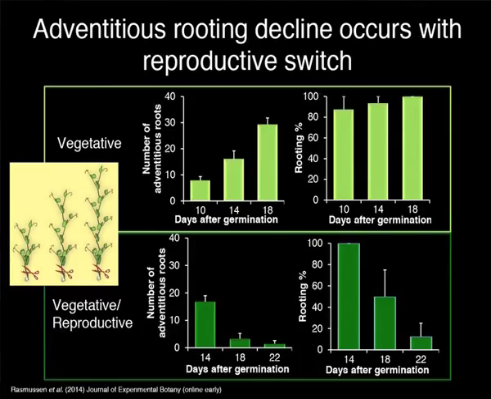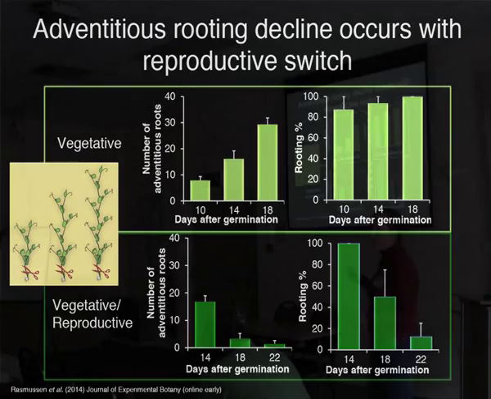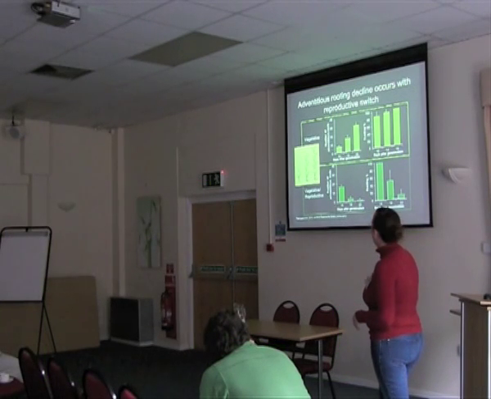And you can see while they're in the vegetative phase, you get an increase in the number of adventitious roots on the base of the cutting. And I've shown here the rooting percentage, because from a commercial perspective, that's what they're generally more interested in. And they all root pretty well. You get roots on almost every cutting.